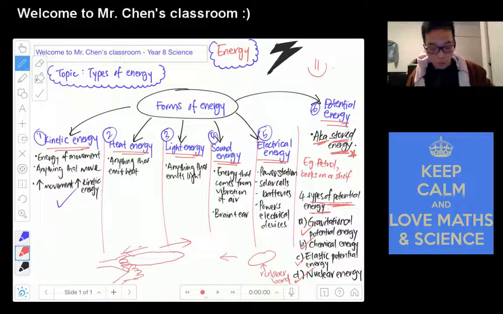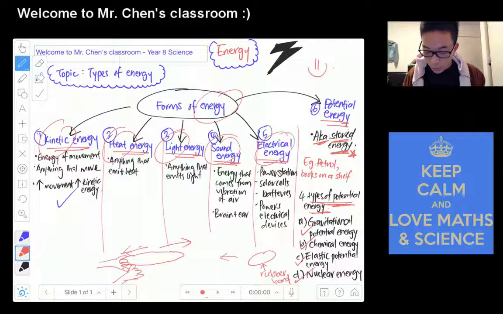Okay, so the keywords for you to learn today are energy, of course, kinetic energy, heat energy, light energy, sound energy, electrical energy, and your potential energy. And for potential, you have gravitational, then the second one, which is your chemical. Third one is your elastic potential, and the last one is nuclear energy. So remember, each of these energies can be converted from one form to another, depending on the situation.